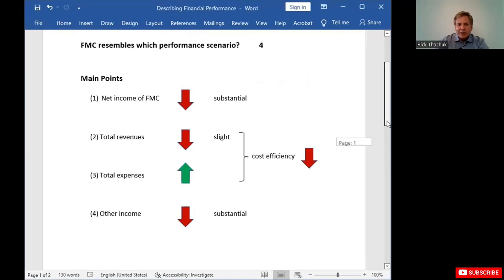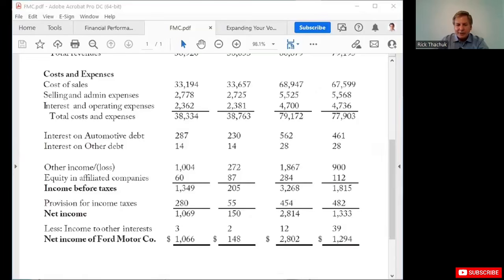These here are the main points which we have to include in our write-up of performance. There's only one point that I want to make clear, and to do that, let's take a quick look again at the income statement. If you take a look at the change in net income from this period to this period, that change is just over 900 million US dollars. So that's the change we're talking about.